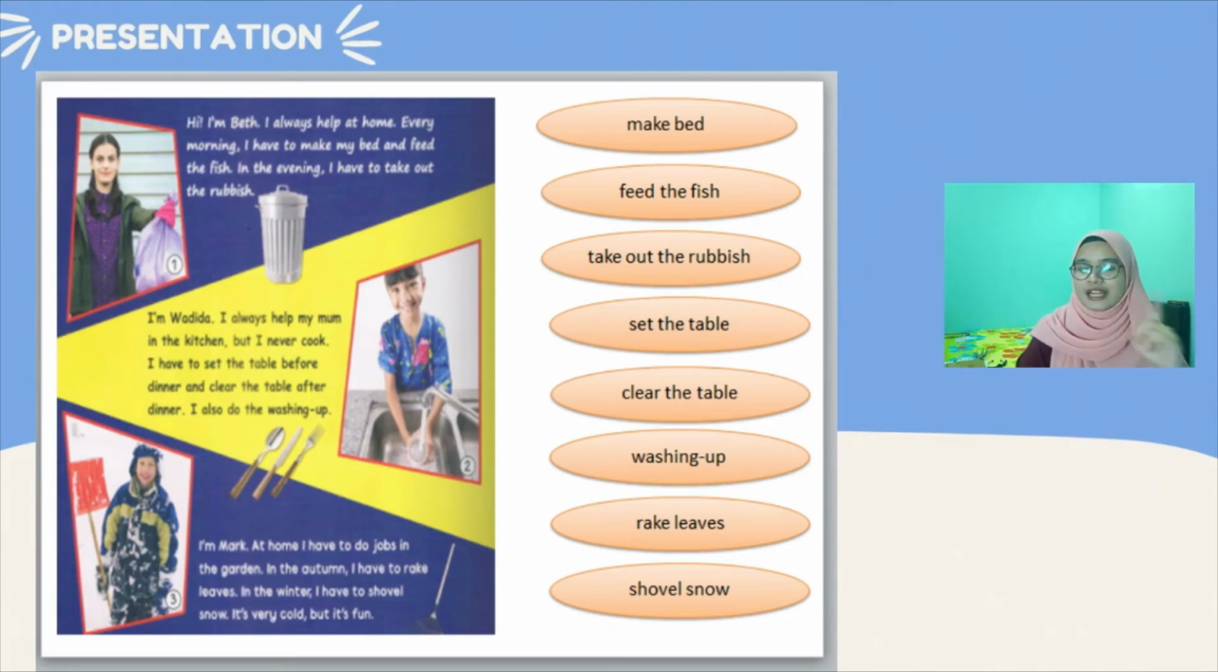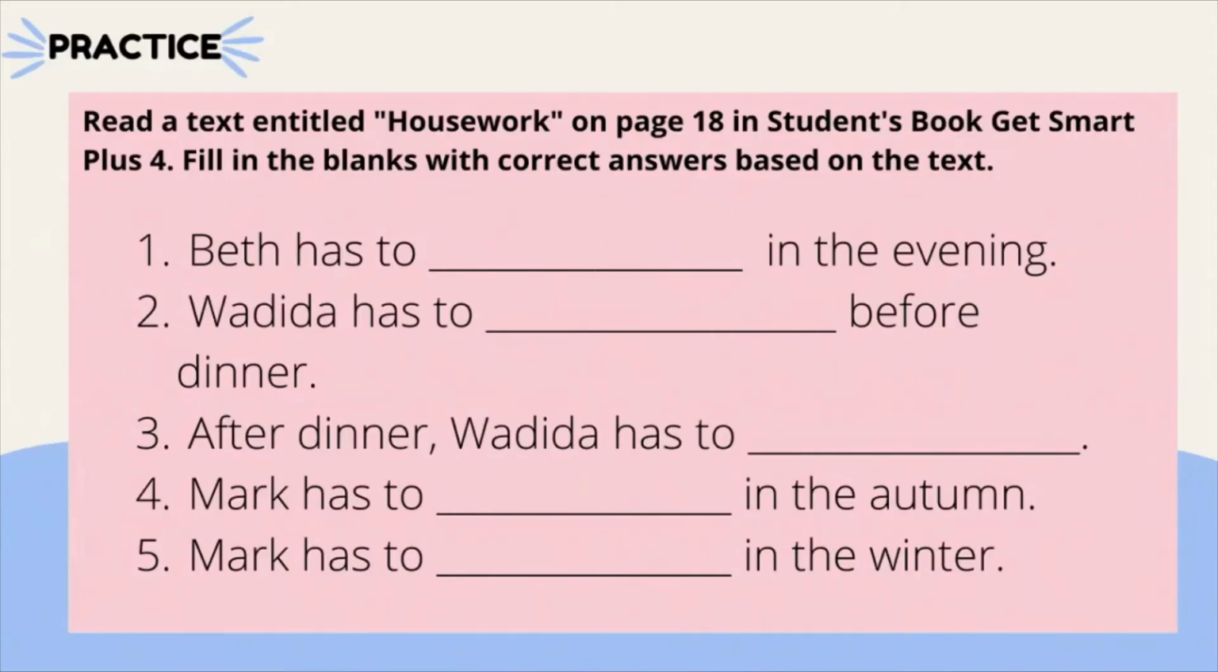Now let's move on to the practice stage. Okay, we have come to the next part of today's lesson, which is practice stage. So first we have to read this instruction. Read a text entitled Housework on page 18 in Students' Book Get Smart Plus 4. Fill in the blanks with correct answers based on the text.